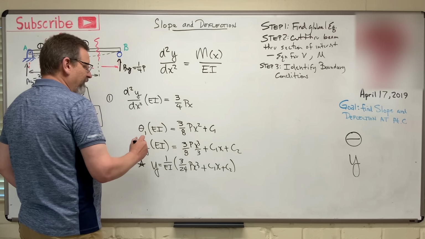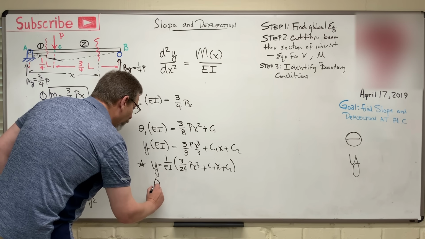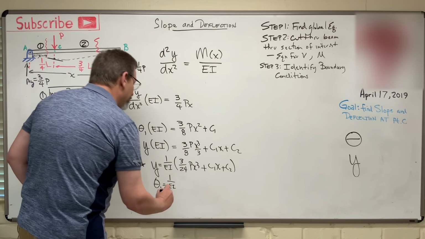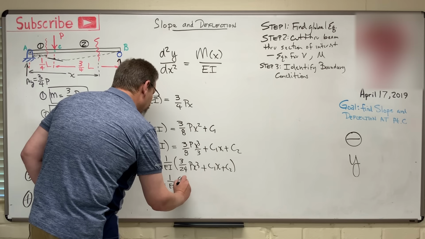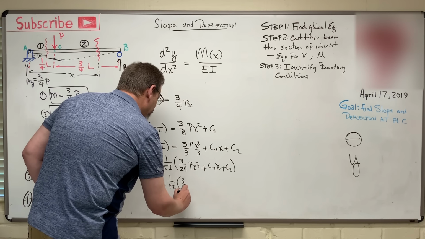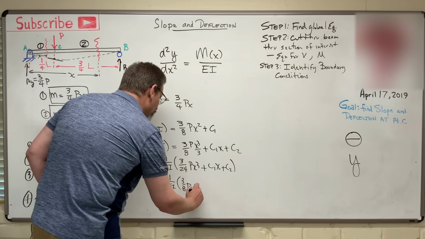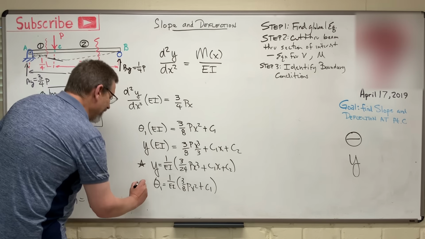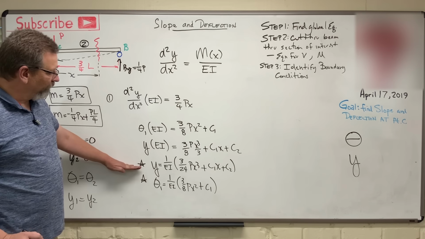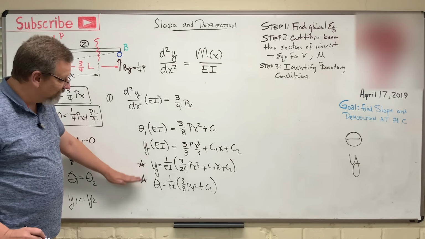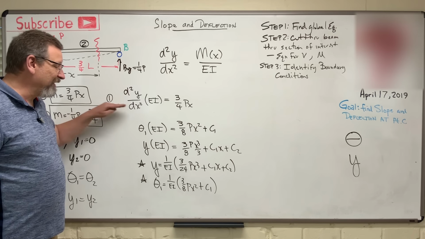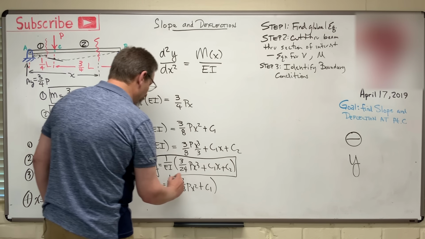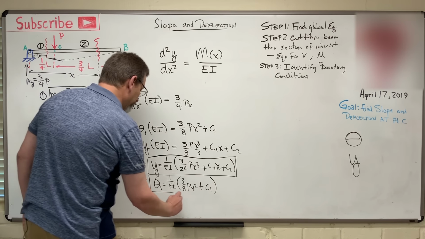And here's an equation for theta. I guess we could say that theta 1 is equal to 1 over EI times 3/8 px squared plus c1. So there's our two equations right there for slope and deflection for section 1 of the beam. Those are important. Let's put a box around those guys. We're going to have to come back to those fellas.